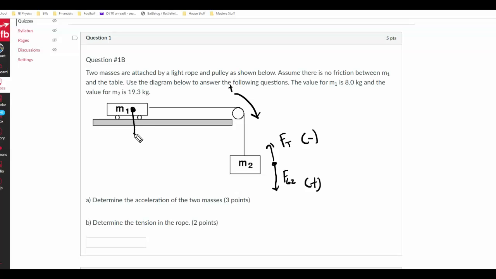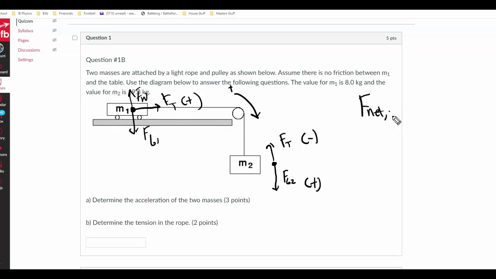Now, this is one string just hanging over a pulley, and so it's the exact same tension that's acting on mass 1. And so the FBD for mass 1 would have FG1, FN1, and then we would have FT. And this FT would be the same as that FT, but this one would be positive because this would be considered a clockwise force.